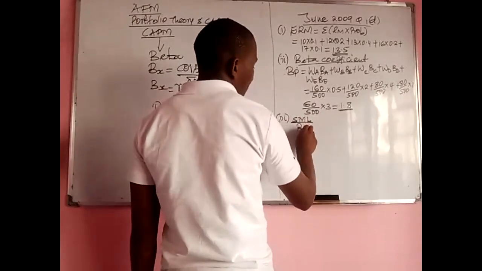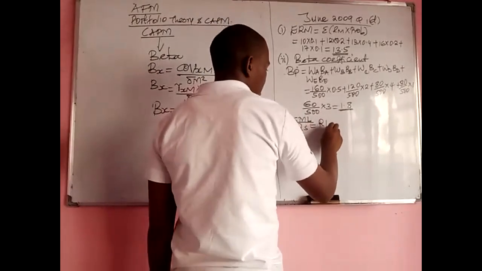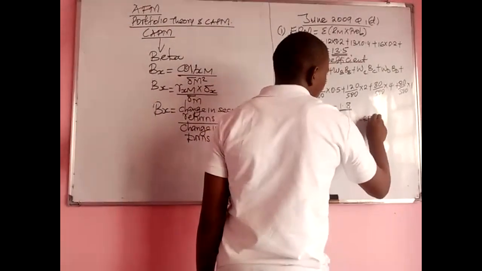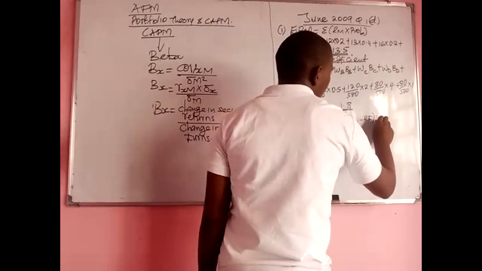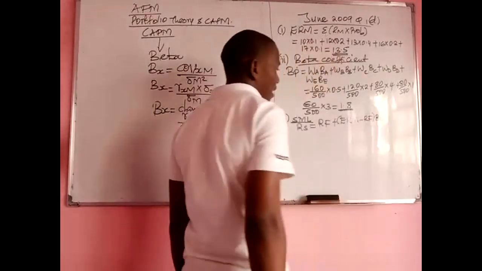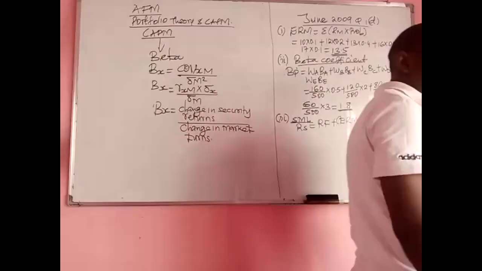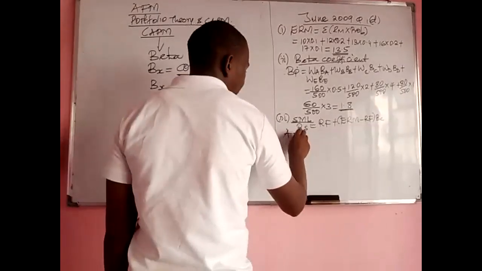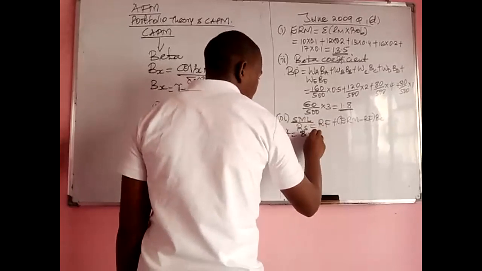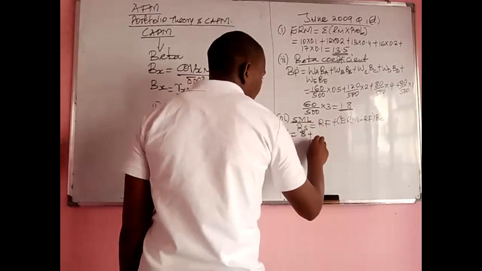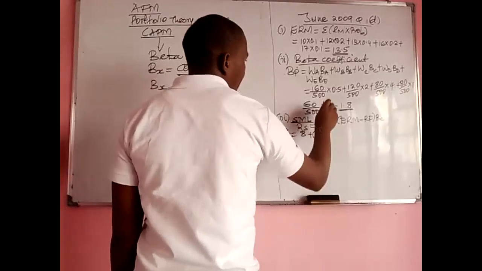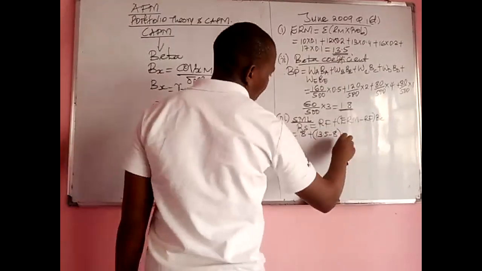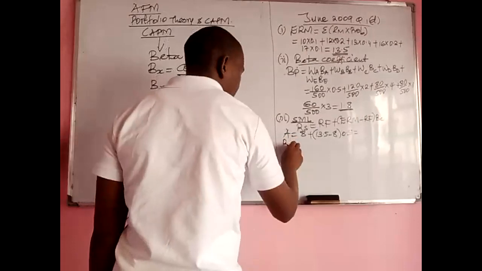In CAPM, we say to get the return of the security, it is the risk-free rate, you add the expected return of the market minus the risk-free rate, you multiply by the beta. So in this case, you are given the risk-free rate, so we'll look for each of the stocks. For A, it will be the risk-free rate of 8 plus the expected return of the market we've gotten, 13.5, minus the risk-free rate, times the beta of stock A, which was 0.5. That one will give you how much?